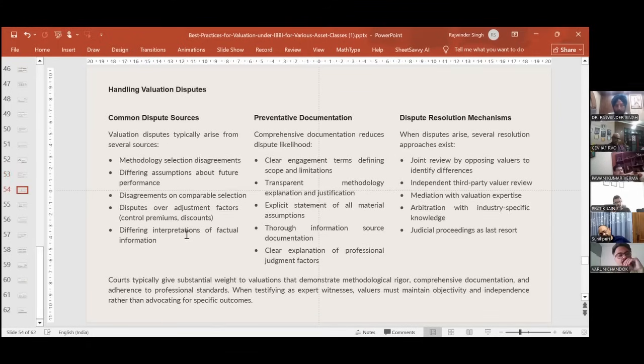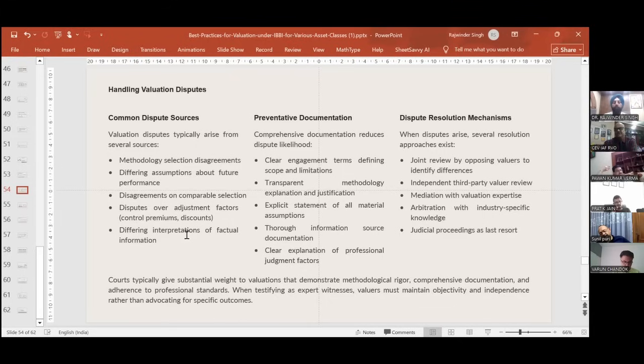And next is handling valuation disputes. Whenever you are doing valuation or you are in the valuation profession, you may have to face certain valuation disputes. First thing is you must know what the common dispute sources are, how you can prevent them, and in case there is a dispute, how you can resolve it. What are the dispute resolution mechanisms? You must be conversant with these things.